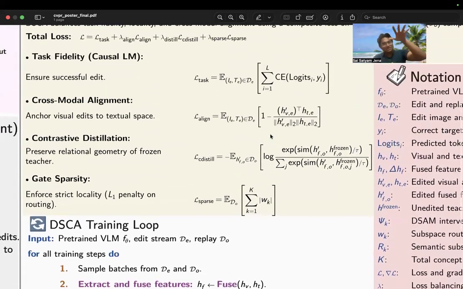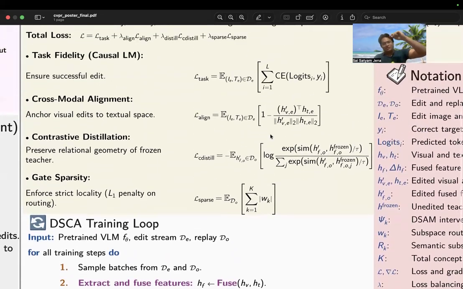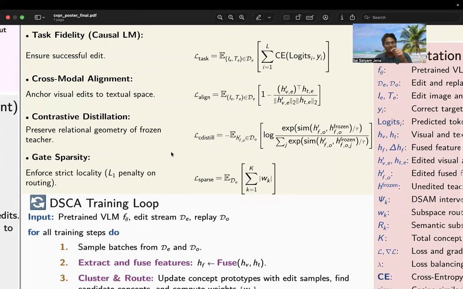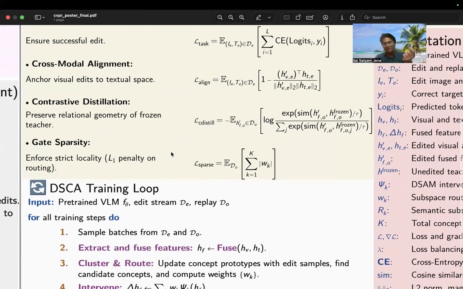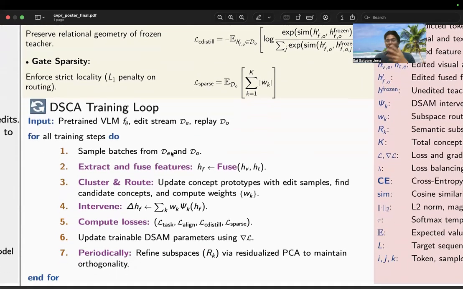So this explains the loss signals, the four losses which we use. In the initial tries, the lambda which we used was one, like the weightage of each loss in the final loss calculation. But in our ablation, in our supplementary material, we have written the exact numbers which we use to weight these losses. And now the DSA training loop is simple. Sample batches from DE and DO. DE is the edit samples and DO is the out of distribution samples, which will essentially act as a replay for the model.